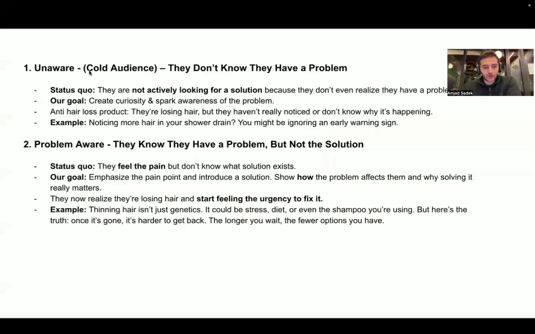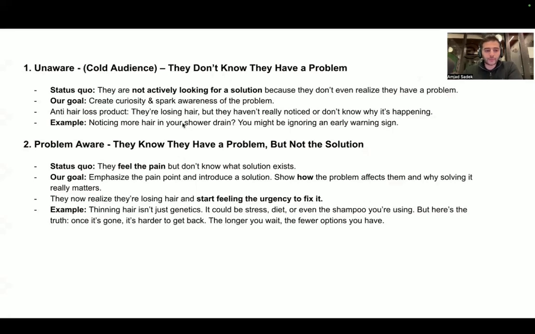So now the first awareness is the unaware, where I told you guys we don't really want to focus on that, and you will understand now why. This audience doesn't know they have a problem. Their current status quo is that they are not actively looking for a solution because they don't even realize that they have a problem. Our goal here is to create curiosity and spark awareness of the problem.